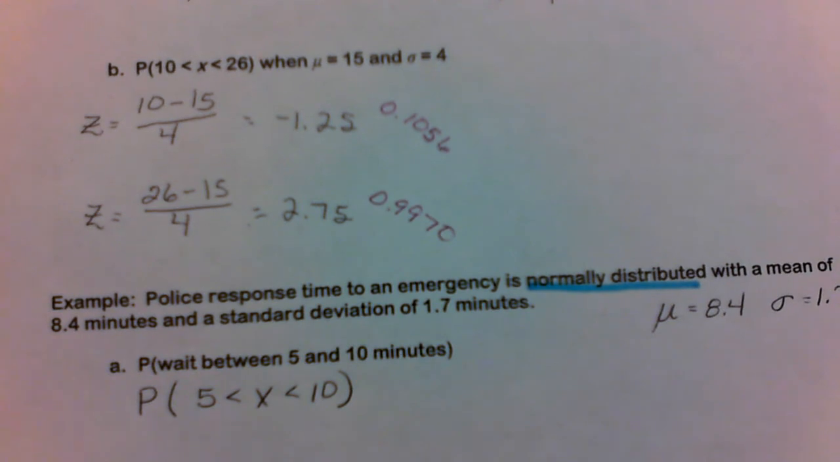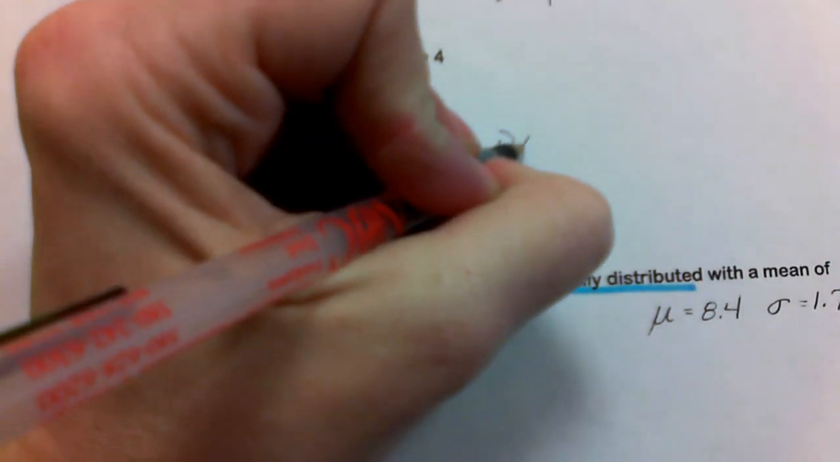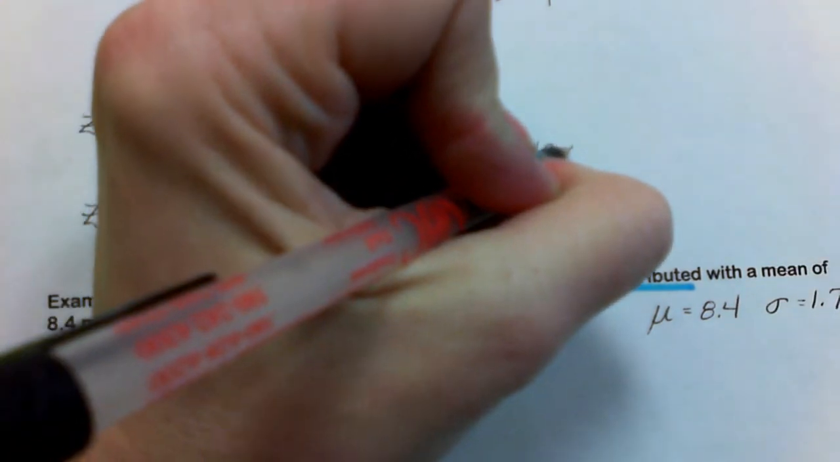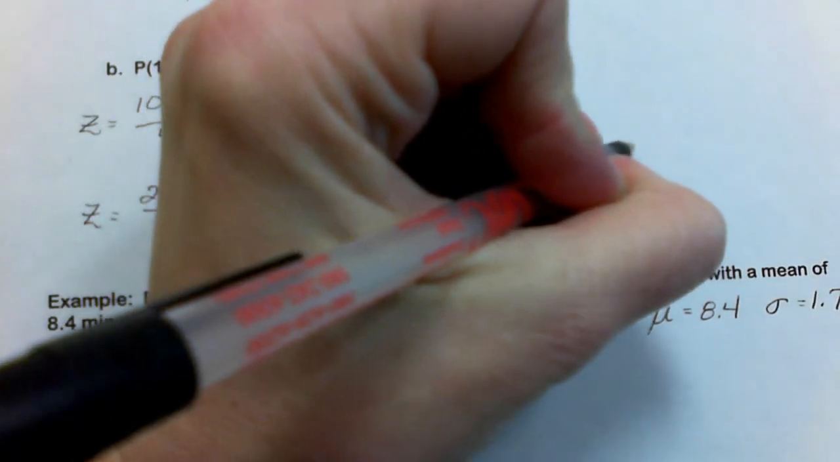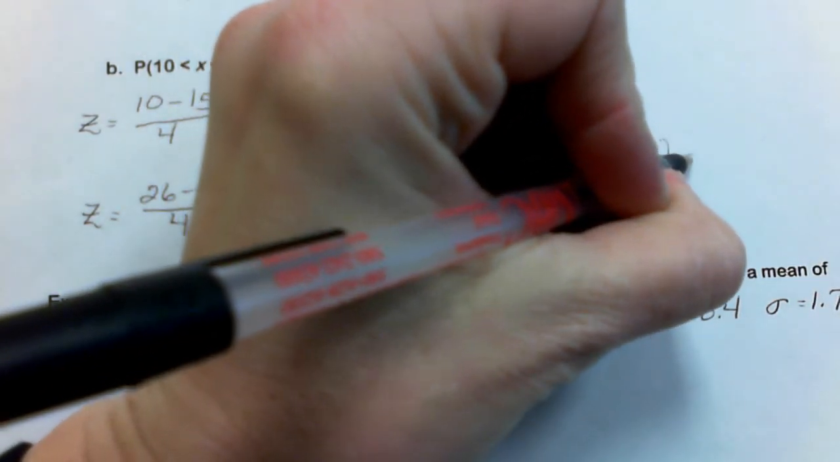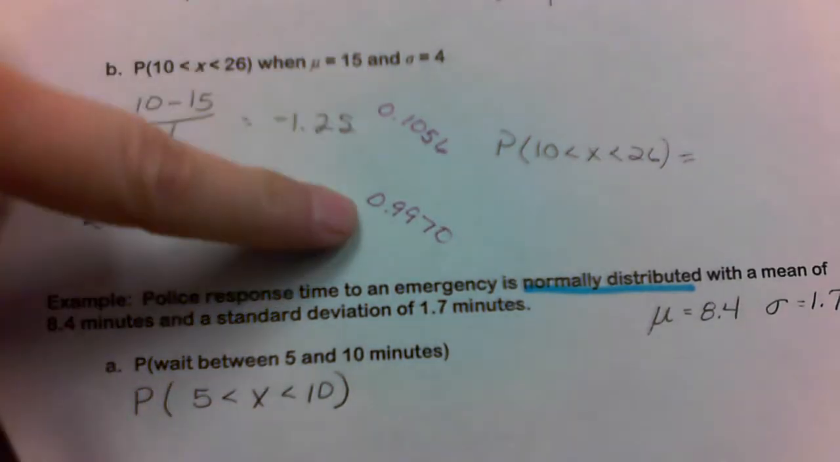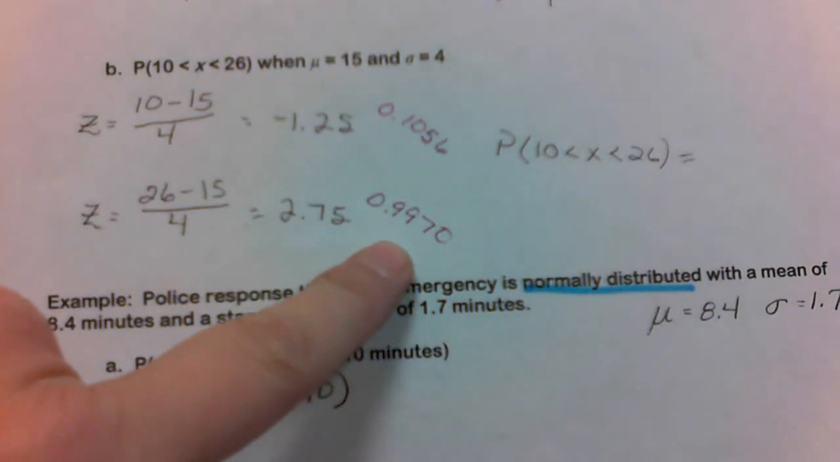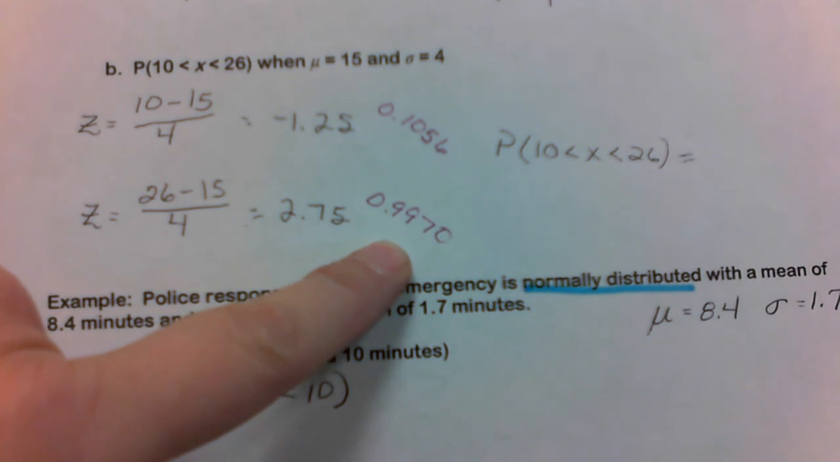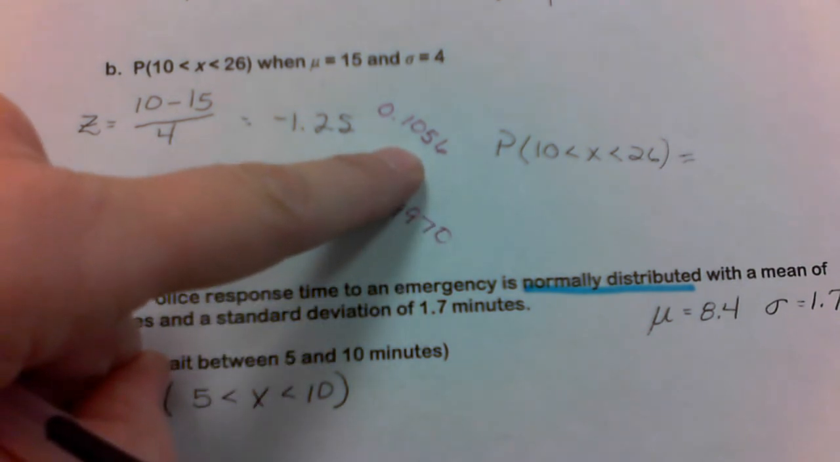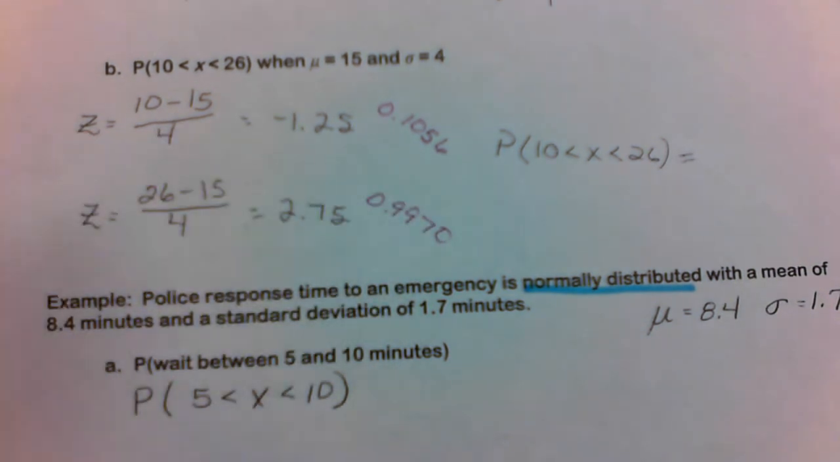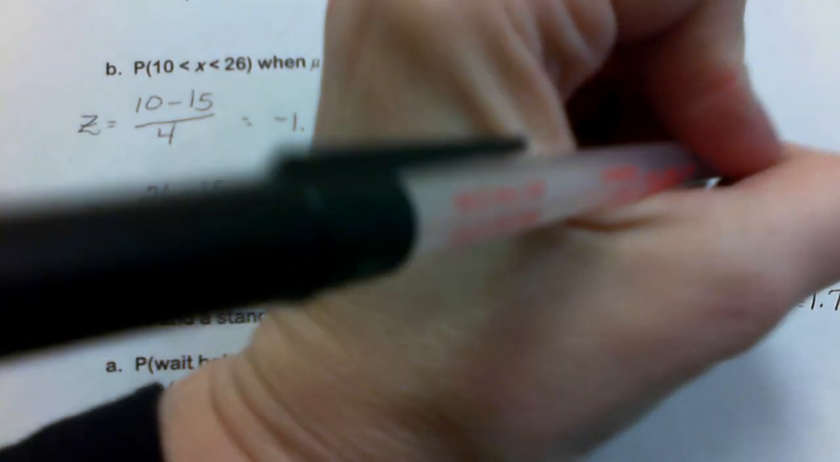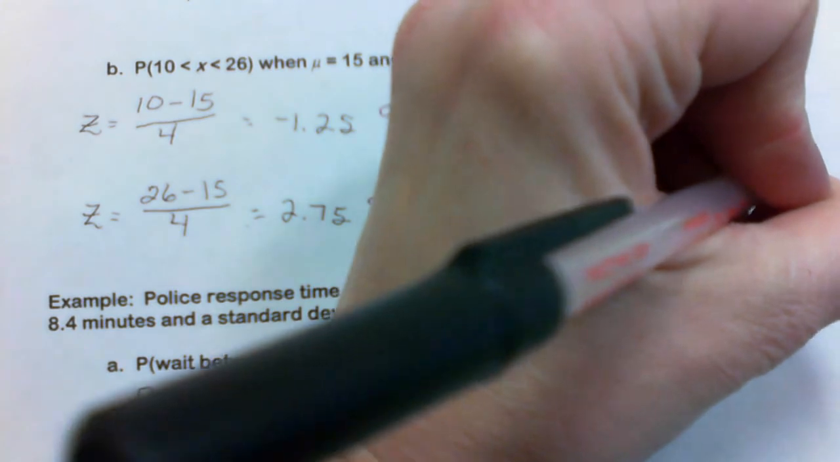So what we know is when it is in between, so the probability of X being between 10 and 26, the answer to that is when we subtract these. So I'm going to take 0.9970 minus 0.1056, and when we subtract that, we get 0.8914.